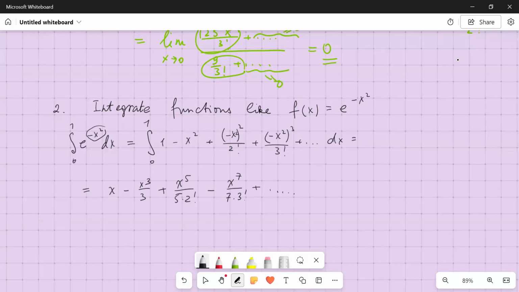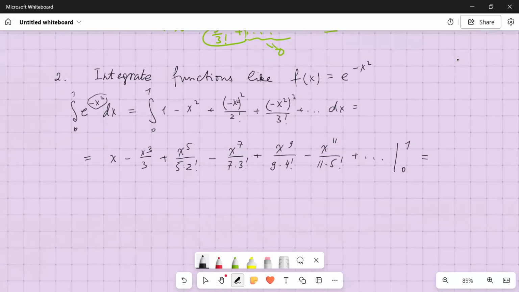Maybe I'll do one more term. What do you think? What is going to be the next term? Can we guess? Well, we have odd powers, right? So it's x to the power of 9 over 9 times 4 factorial. And the next term is x to the power of 11 over 11 times 5 factorial. Okay, that's enough. So we actually found the integral.